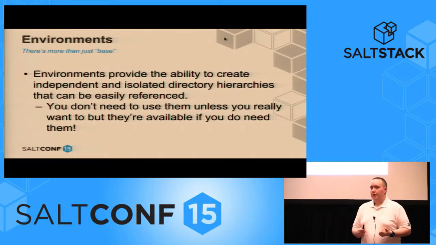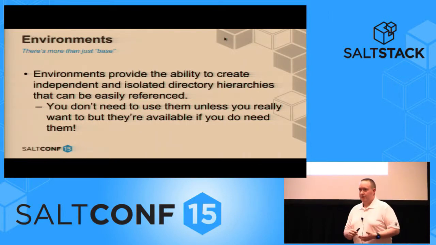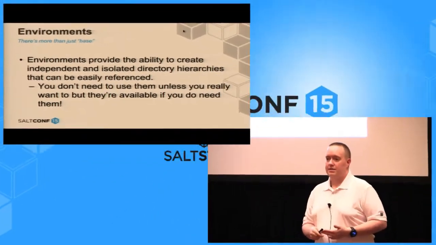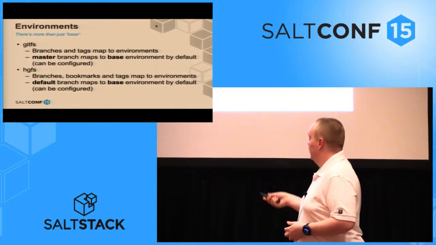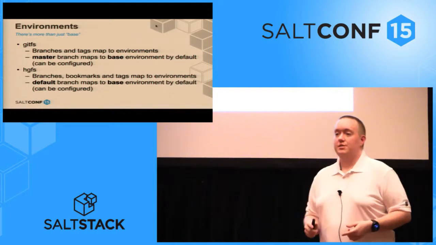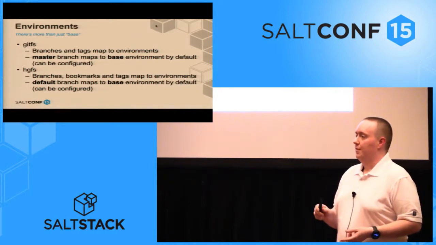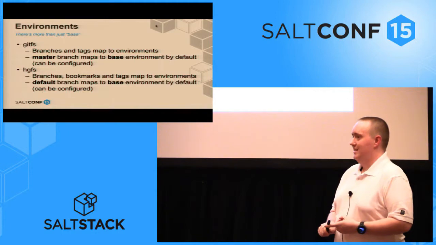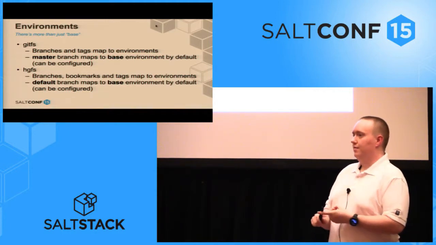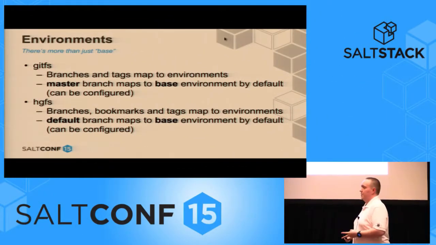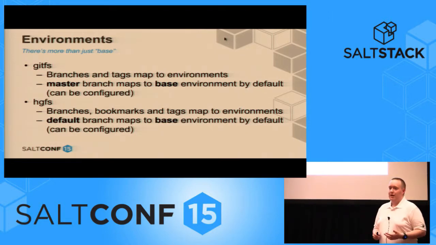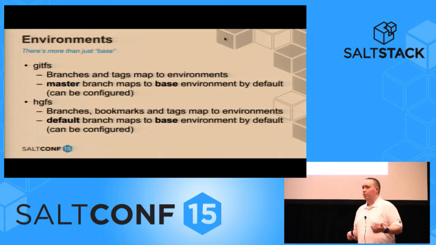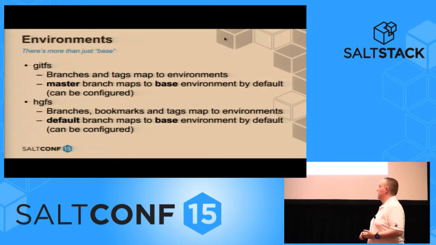As I mentioned before, Git branches and tags, or I may not have mentioned it before. That may be on the next slide. Yes, it is. So Git branches and tags map to environments. That means if you have a dev branch, that becomes the dev file server environment. If you have a QA branch, that becomes the QA file server environment. By default, the master branch is going to be the base environment, because that's the default environment that Salt uses. You can change that either globally or on a per repository basis.